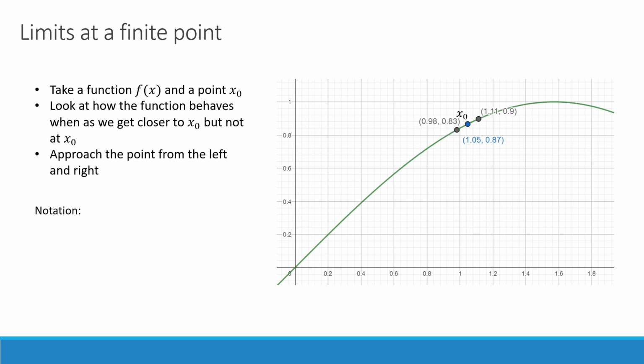Here's some handy notation. We can say that f of x tends to L as x tends to x0 using these arrows, or we can write that the limit of f of x as x tends to x0 is L.